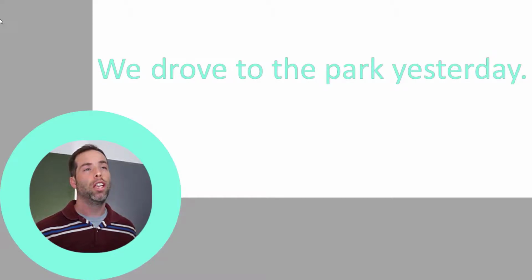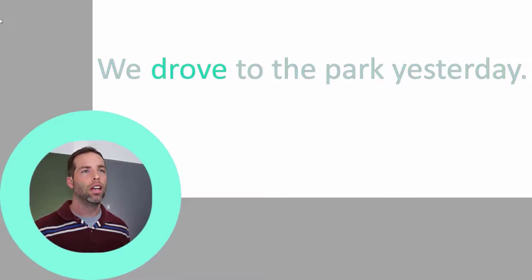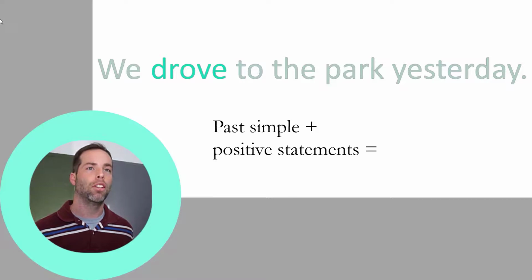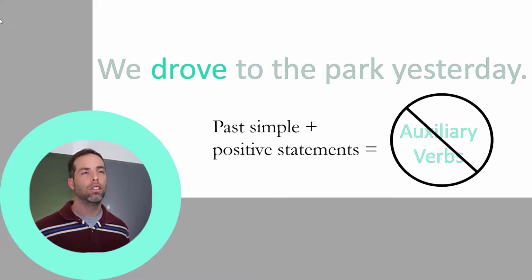In the sentence, we drove to the park yesterday, the main verb is drove, and there is no auxiliary. Why is there no auxiliary in this sentence? Because in the past simple also, with positive statements, we have no auxiliary verb. So in the past simple and in the present simple, with positive statements, you will only have the main verb. But sometimes in the past simple and present simple, you will find an auxiliary. Let's look at some examples of that.